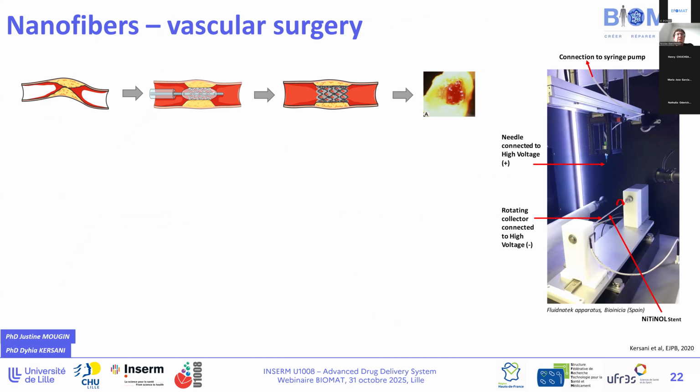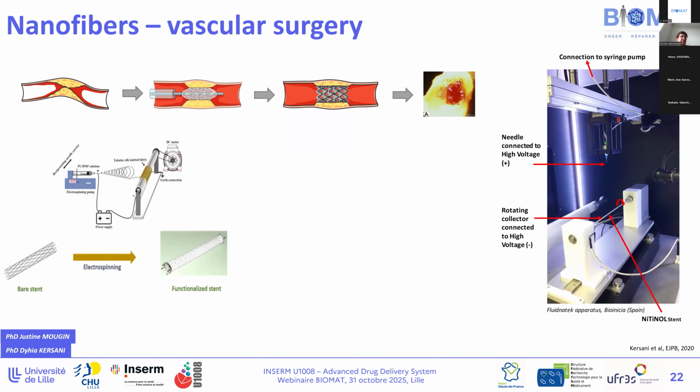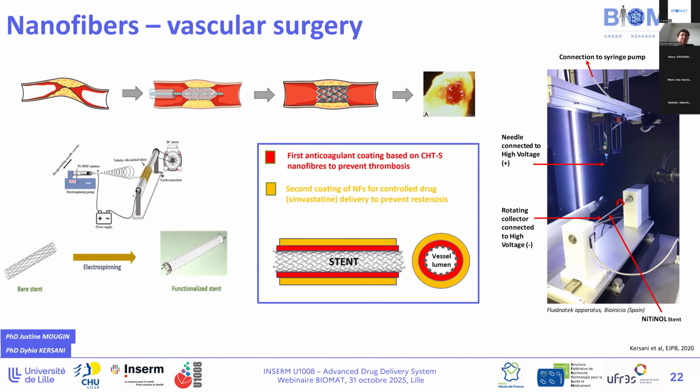Finally, with nanofibers, we can develop nanofibers with the two compounds, chitosan and polymer of cyclodextrin, in vascular surgery. In this case, we would like to coat the stent with nanofiber membranes in order to have a first layer with anti-thrombotic activity to avoid thrombosis, and a second layer closer to the arteries to release an antiproliferative agent.